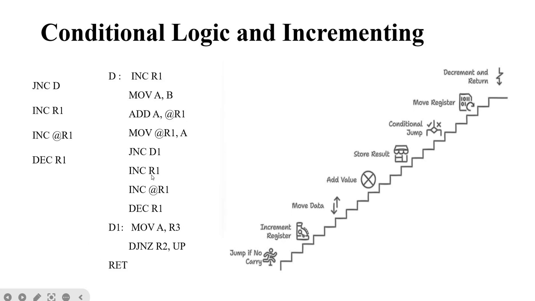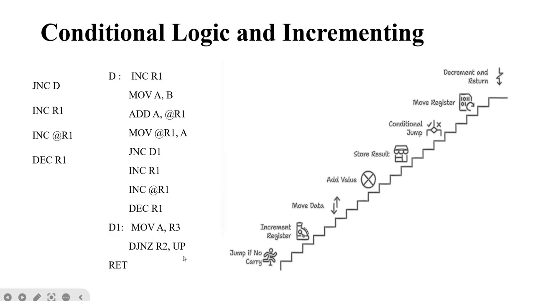Okay, here it will move. If there is a carry, then it will increment R1 and it will increment @R1, that is it will increment the value at the memory location pointed to by R1, and then it will decrement R1 back to its previous value. Okay, and here MOV A, R3. Here it will move the original value from R3 back into the accumulator.